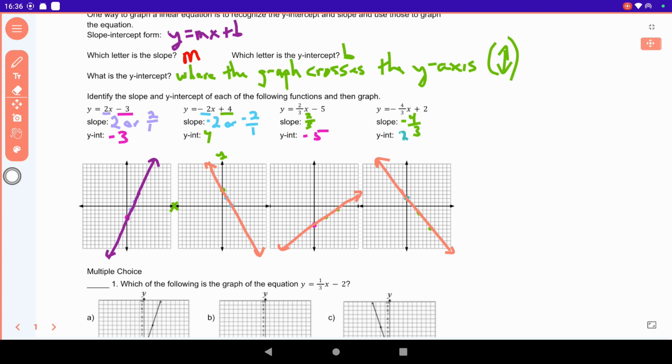Complete the rest of this worksheet, and when you have finished it, turn it in to your teacher.